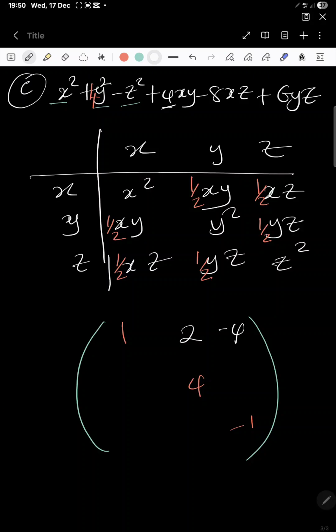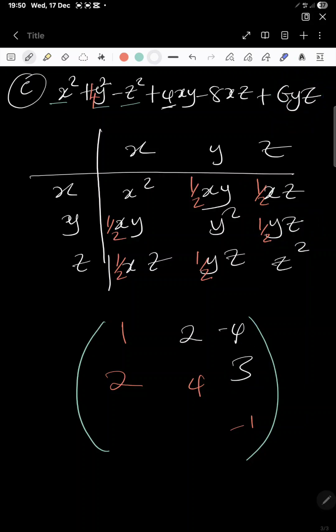Then you also come here, this number which is having xy should be divided by 2. Xy, where is xy? Xy is this one. Divide by 2, we get a 2. So you come and write a 2 here. Then from there you come to this one here, the number which is having yz. Where is yz? It's this one. It's a 6. Divide by 2, you come and put here. So you divide by 2, you get a 3.